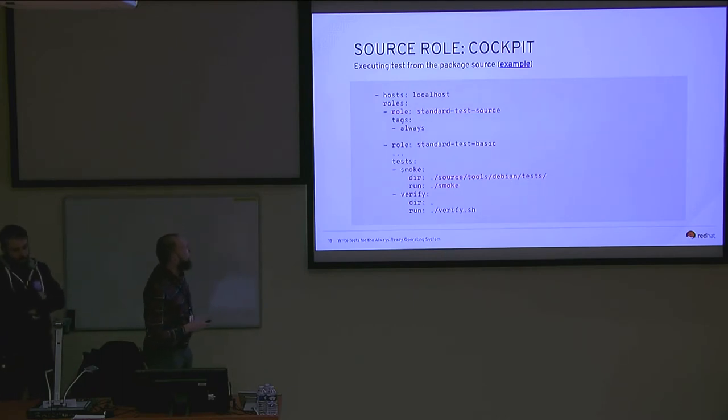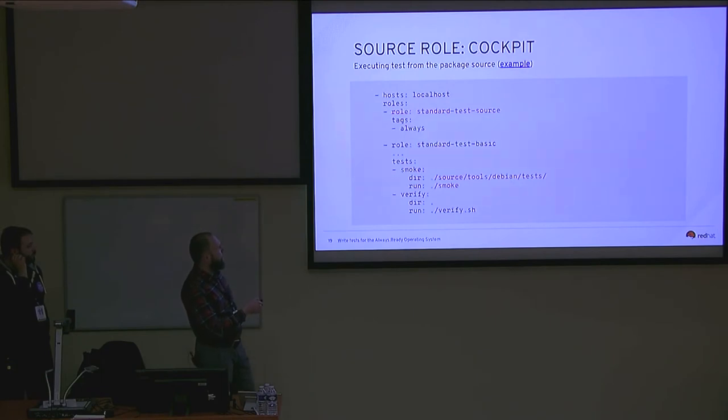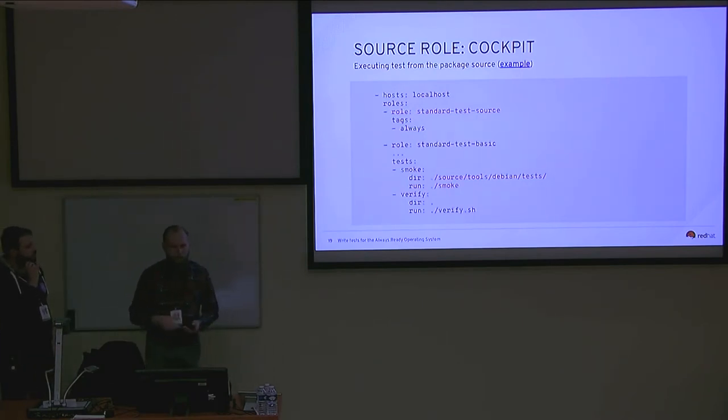And now, one more example, which demonstrates the standard test source role. So here you only apply the source tags, which always means it will be run for all the test subjects. It takes care of extracting the tests from the package sources, and then the standard test basic role just executes them, as you see here, source tools and tests, and you run the smoke. So you don't have to copy the tests into this Git repository or store them elsewhere. They can stay packaged in the source RPM.